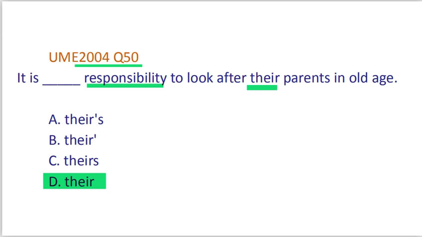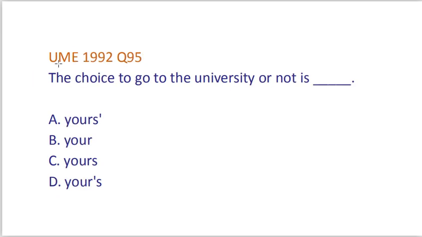Next question is UME 1992, question 95. The choice to go to the university or not is dash. A. Yours, Y-O-U-R-S apostrophe. B. Your, Y-O-U-R. C. Yours, Y-O-U-R-S. D. Yours, Y-O-U-R apostrophe S.